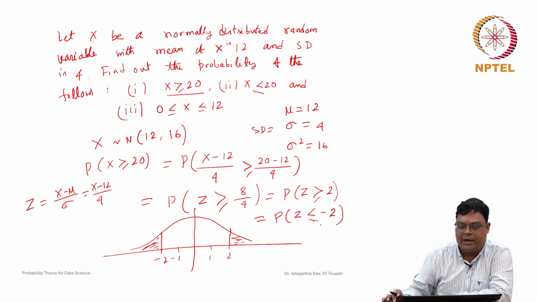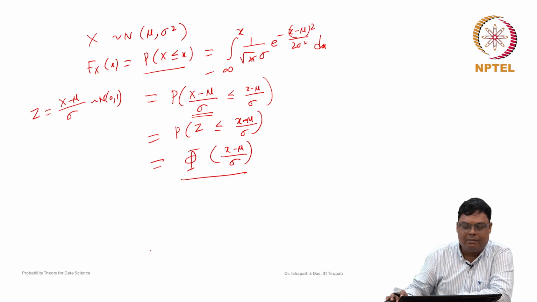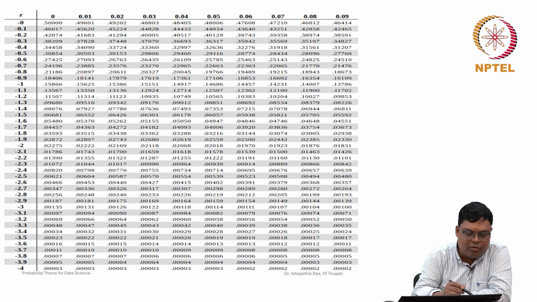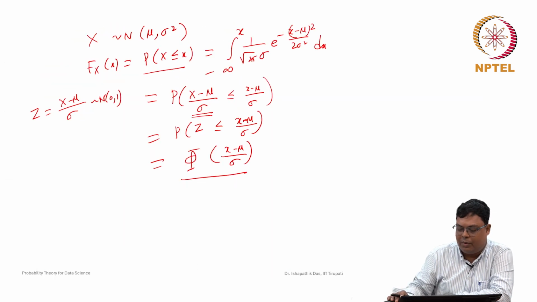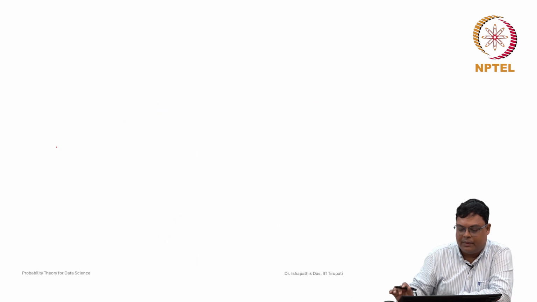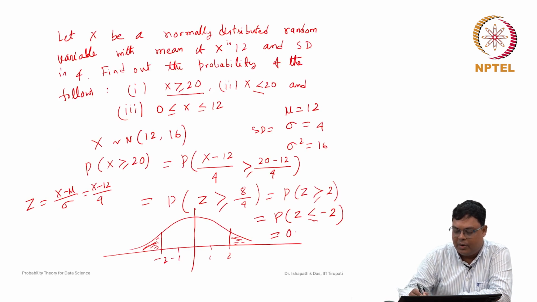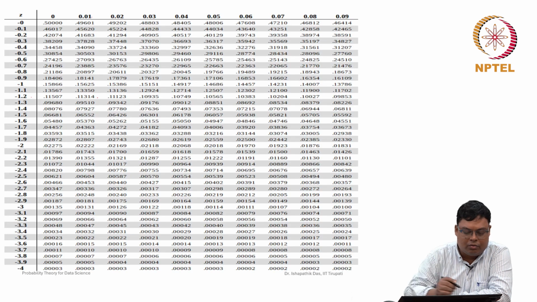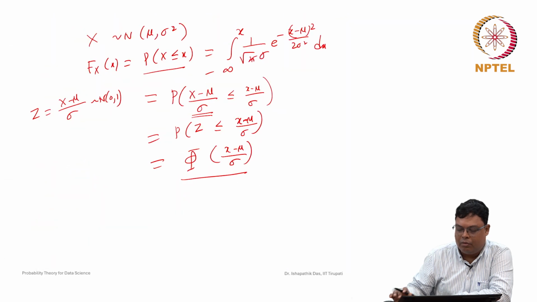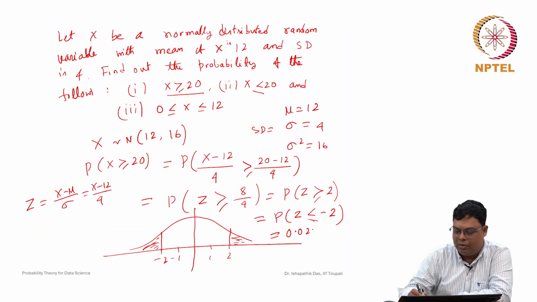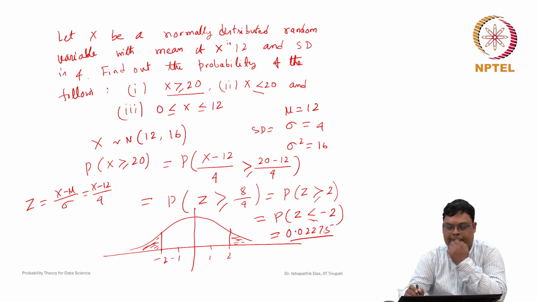So, this probability we can find using the table, because for negative values the probability is given in this table. Here is the table. We will find minus 2 here, and this probability is 0.02275. This is the probability.